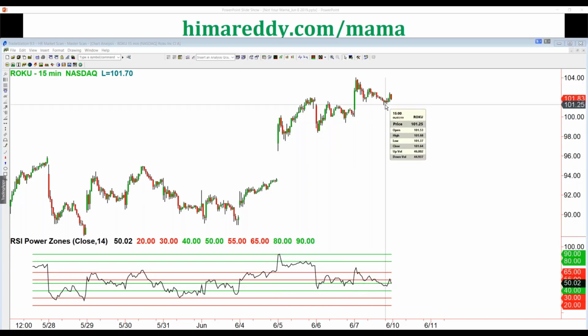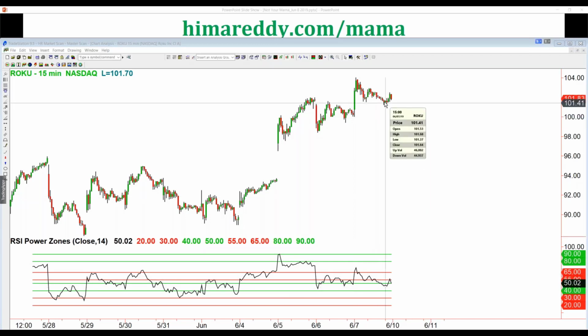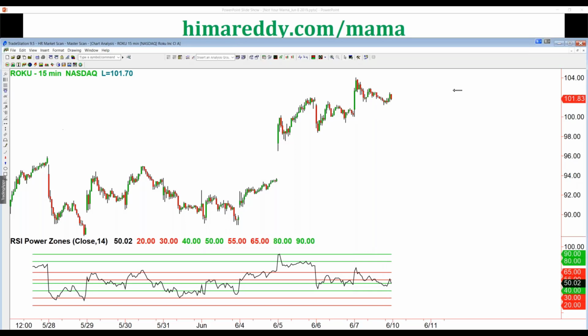Now on the 15-minute chart, we're back to the bull support power zone and hanging out. So if we get a resumption on the 15-minute chart above this high, that might be a clue that we move higher. Okay.